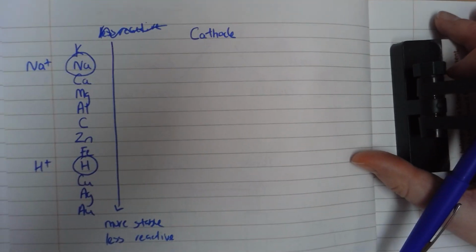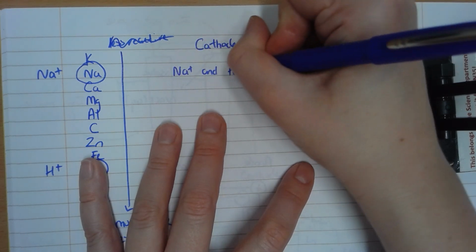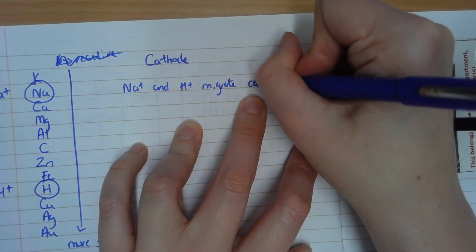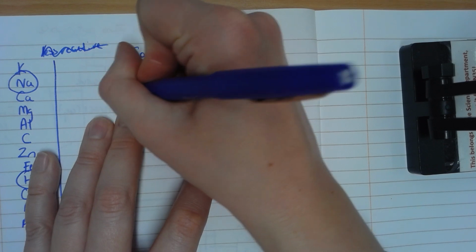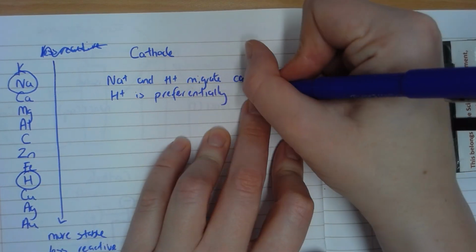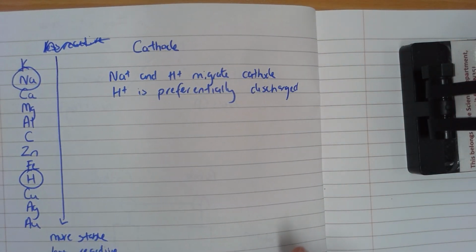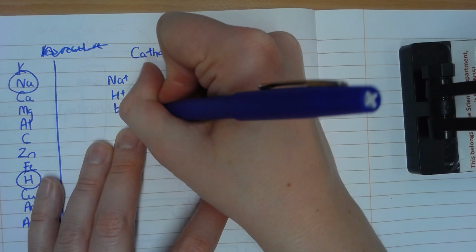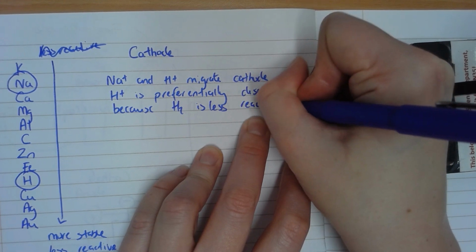So when we're describing what happens at the cathode, we're going to say that Na+ and H+ are going to migrate to your cathode, because opposites attract. But when they get there, this is the way we phrase it, we're going to write that H+ is preferentially discharged. So I'm not going to remove the charge from both of them, I'm only going to remove the charge from hydrogen. So H+ is preferentially discharged because H2 is less reactive than sodium.